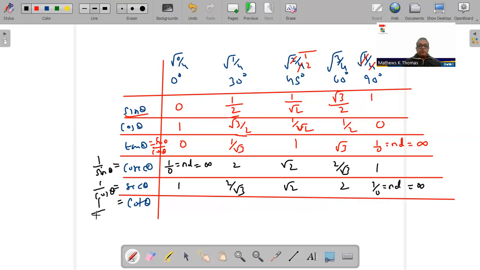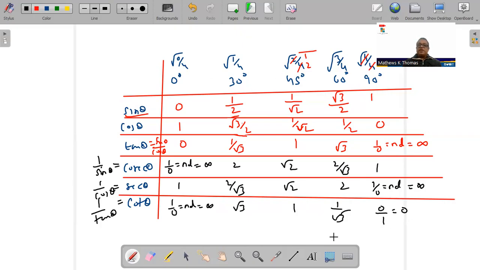Cot is the reciprocal of tan. So I've got tan here. So 1 by 0 is not defined, that is infinite. 1 by root 3, reciprocal is root 3. Reciprocal of 1 is 1. Root 3 is root 3 by 1. So when I take the reciprocal, I get 1 by root 3. And very important here, 1 by 0 reciprocal is 0 by 1, which is 0. Okay, 0 by anything is 0. So don't get confused between 1 by 0 and 0 by 1.